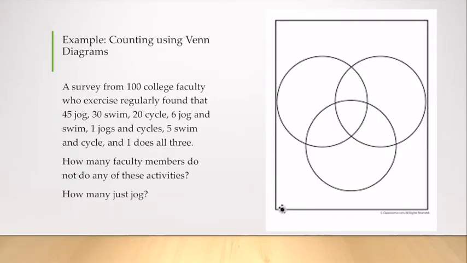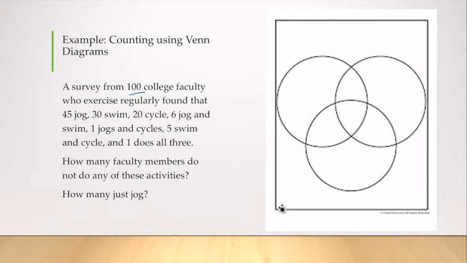Okay, let's take a look at an example that involves 3 sets. A survey of 100 college faculty who exercise regularly found that 45 jog, 30 swim, 20 cycle, 6 jog and swim, 1 jogs and cycles, 5 swim and cycle, and 1 does all 3.